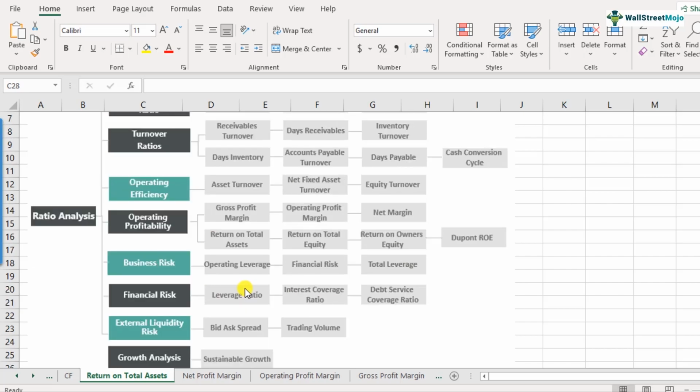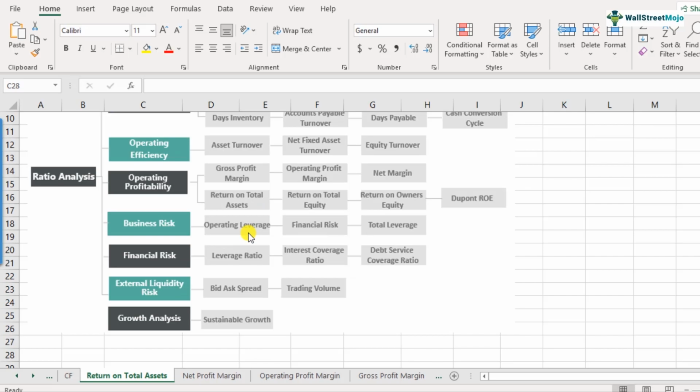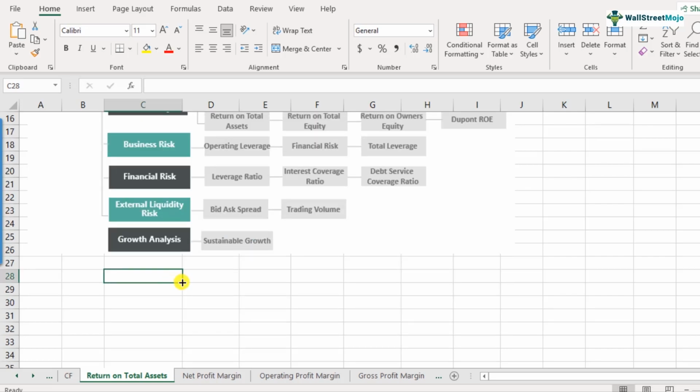Okay, so when it comes to the denominator, we are pretty clear as to what total assets is all about. But when it is about the numerator, we say that profit, right, is on the top. So what kind of profit are we talking about? Is it the gross profit or the EBIT or the operating profit, or is it the net profit?